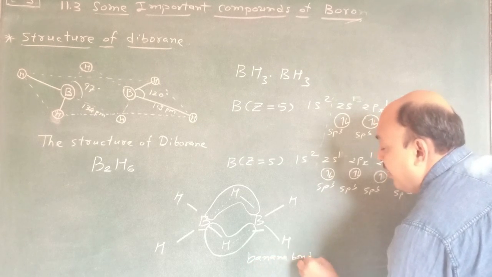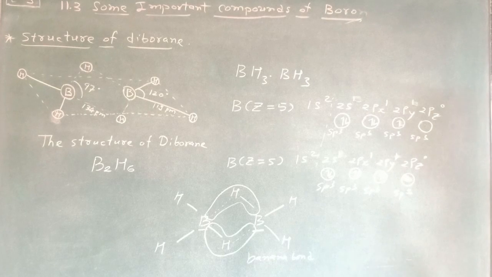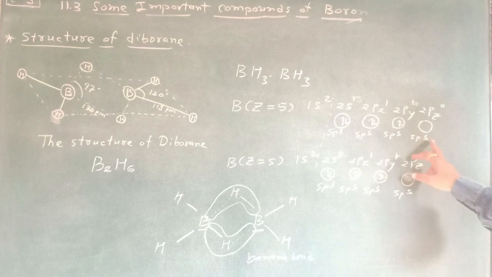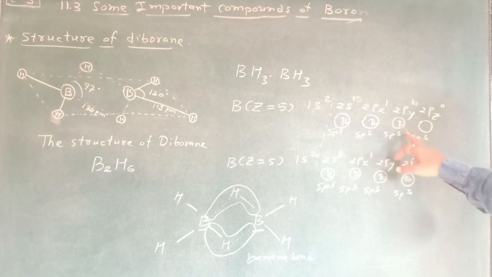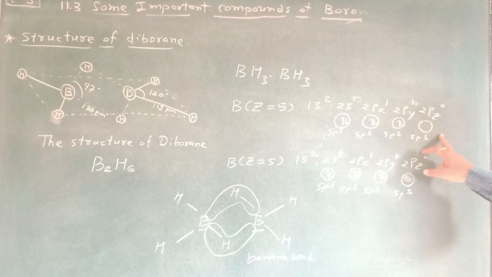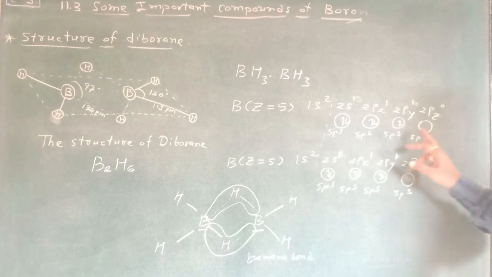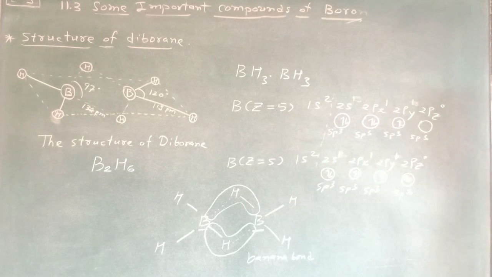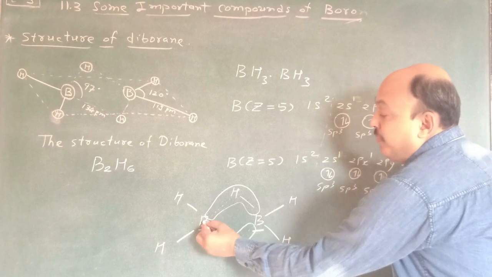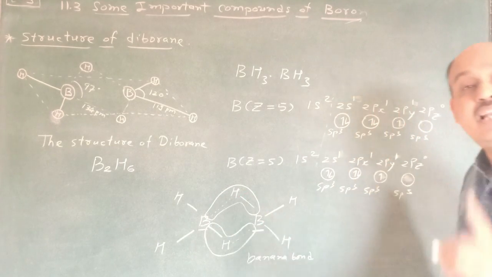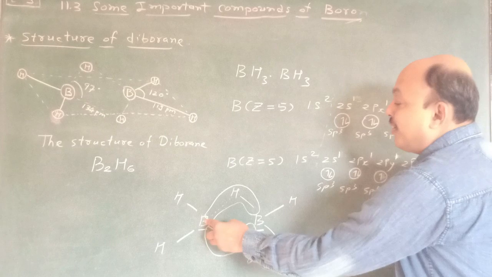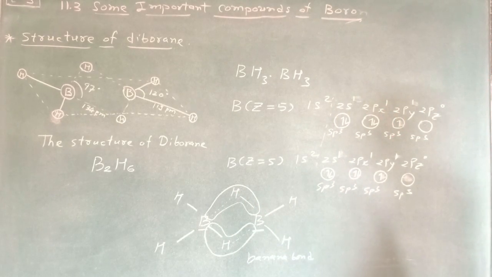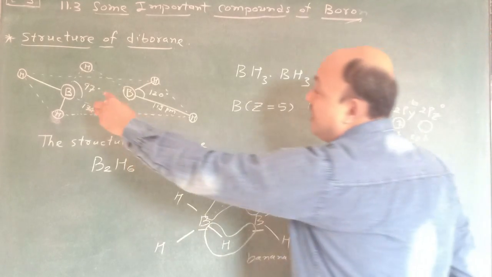Banana bond. Okay, and the hybridization is sp3, but not sp2. Remember, here sp3 hybridized orbitals, and that's why I write sp3, because there is sharing of electrons with respect to hydrogen also, and that's why here a 3 center. This 3 center is boron, hydrogen, boron. And how many electrons do they share? They share only 2 electrons. So a 3 center, 2 electron construction takes place.